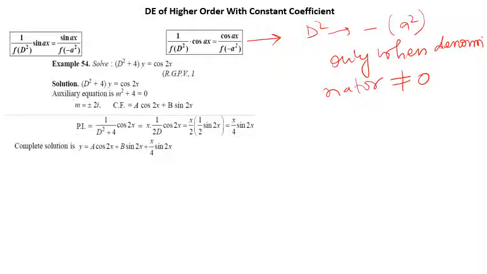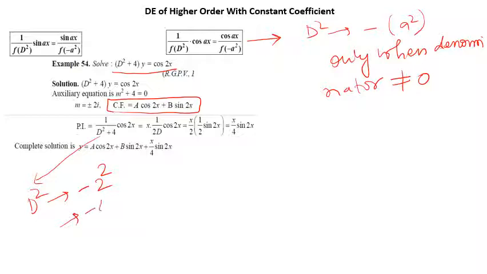Right? Solve this differential equation: D square plus 4 y equals cos 2x. Right? The complementary function is given by this, since the roots are these. PI: if we replace D square by minus of 2 square, that is minus 4, then the denominator becomes 0. If the denominator becomes 0, then what do we have to do?